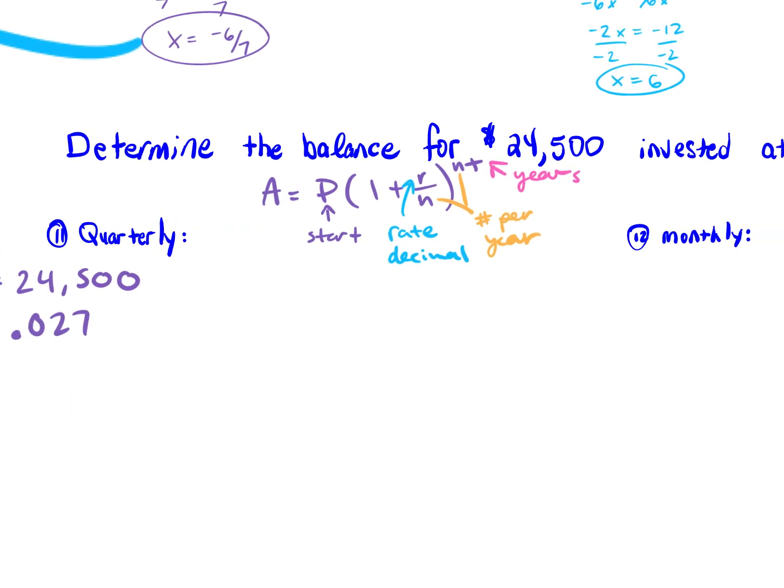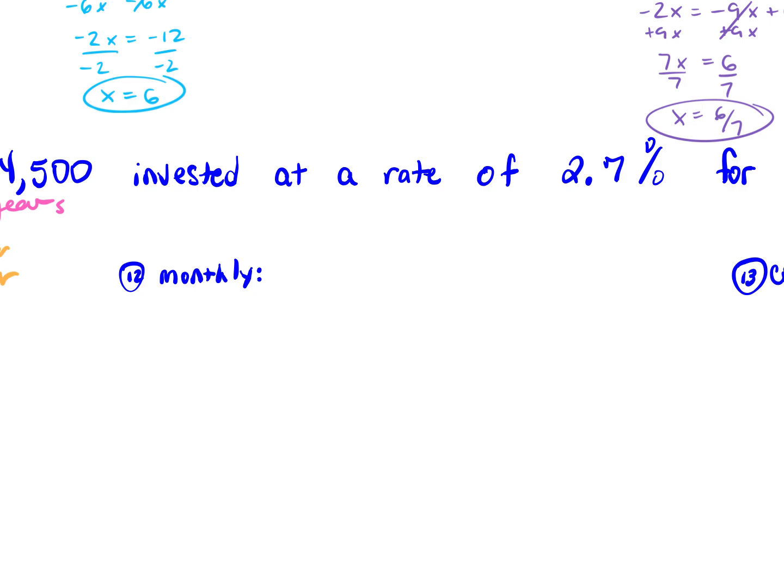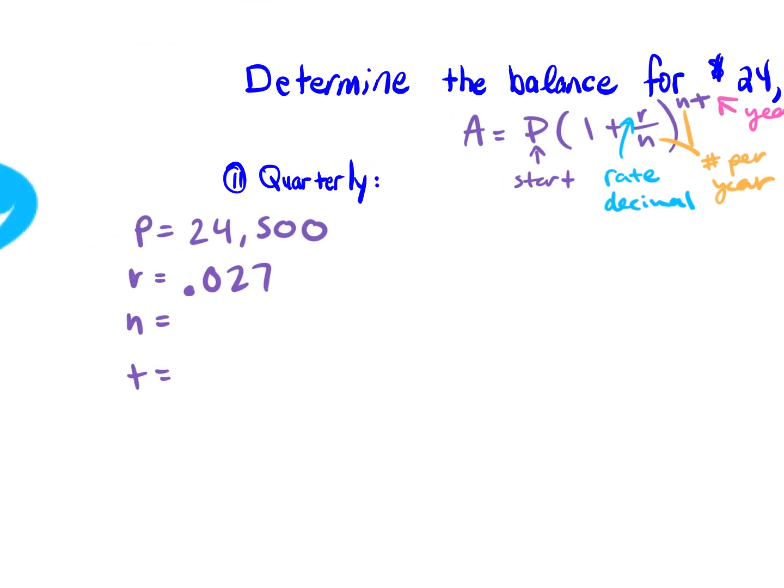0.027. Awesome. For your rate, it's got to be the decimal version. So we always take the percent and move the decimal 2 places. So this would be 0.027. What's N when it's compounded quarterly? N would be 4. And time, how much time are we talking about? 4. It says 4 years. So let's plug everything in.